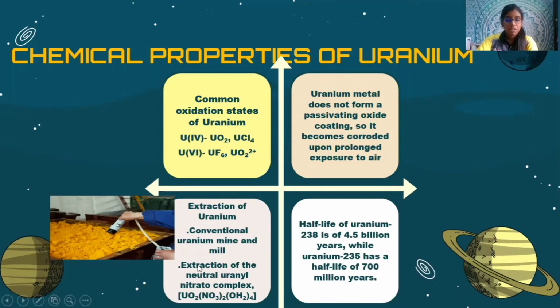Another way you can extract uranium is by extracting the neutral uranium nitroso complex. This complex will be extracted from the aqueous phase to an organic phase.